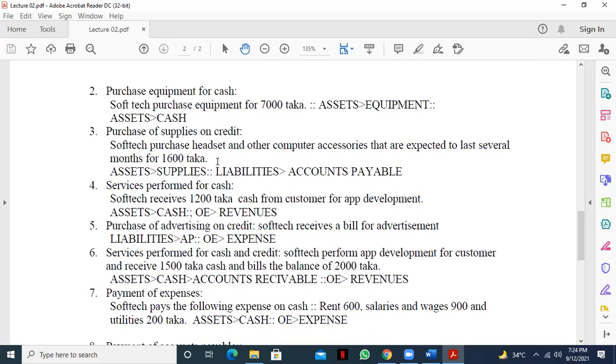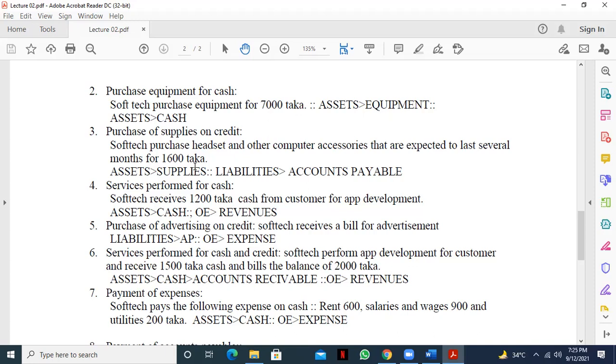Question number 4. Services performed for cash. Whether it is cash, credit or due, whatever it is, if you find services performed, then you will directly write it on the revenue column, on the revenue side. And since they perform the services for cash here, cash will increase and revenue will increase.